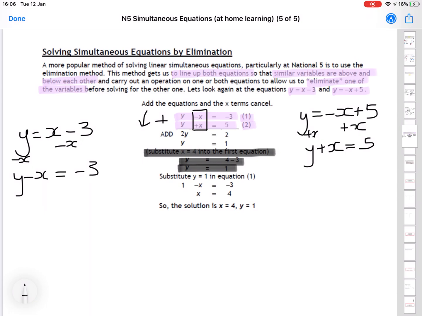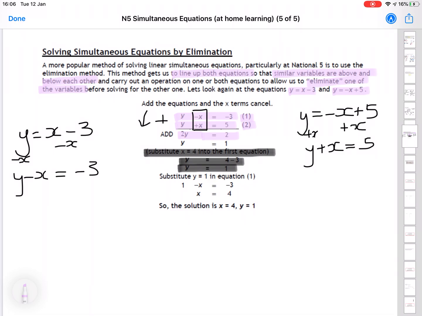The reason why we're going to add is that we have a minus x and an x. So if we add those together, we get 0. Minus x plus x is 0, and that eliminates that letter from the equations. So if we add vertically down the way, we've got y plus y for 2y. Minus x plus x is 0. And then we've got minus 3 plus 5, which is 2. Okay, so that's your next line of working, 2y equals 2.